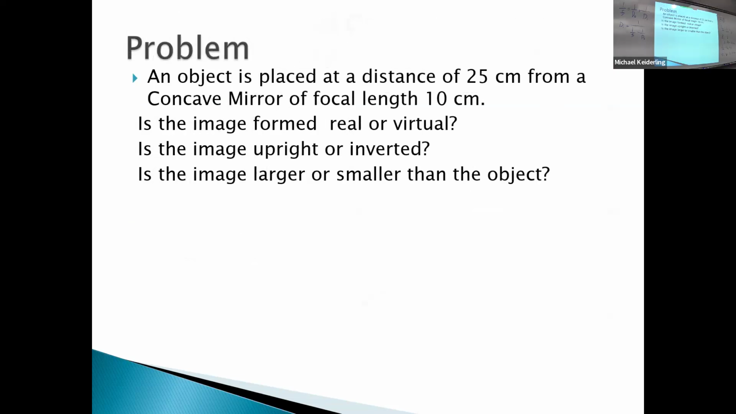So, here's a problem. An object is placed at a distance of 25 centimeters from a concave mirror of focal length 10 centimeters. Is the image formed real or virtual? Is it upright or inverted? And is it larger or smaller than the object? So I'll let you think about that for a bit. So that's 25 centimeters away from a concave mirror of focal length 10 centimeters. That will put it beyond the center of curvature, which is at twice the focal length, so at a distance of 20 centimeters. So this is beyond that center of curvature.